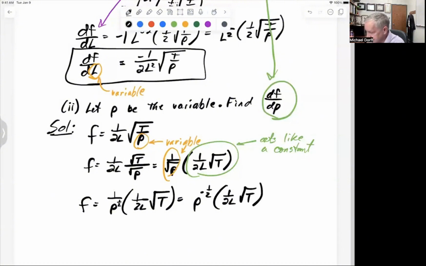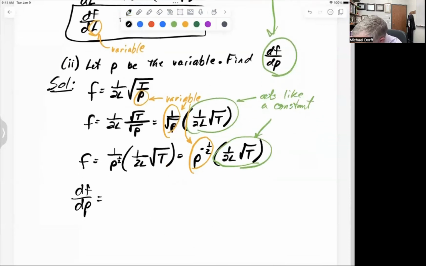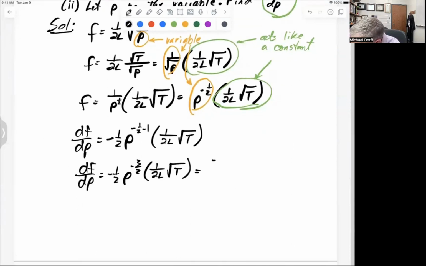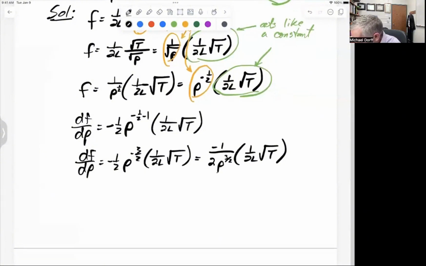I like this better because now it's easier to take the power rule. Again, this is my variable, and this here acts like a constant. So when I do df d rho, I do the power rule. I get -1/2 rho, and then I go 1/2 minus 1, and then I keep what's in the parentheses the same, right? And so then df d rho is -1/2 rho to the -3/2, 1 over 2L over T. And so I could write that as -1 over 2 rho to the 3/2, and then write down my parentheses like this. That's a perfectly fine answer.